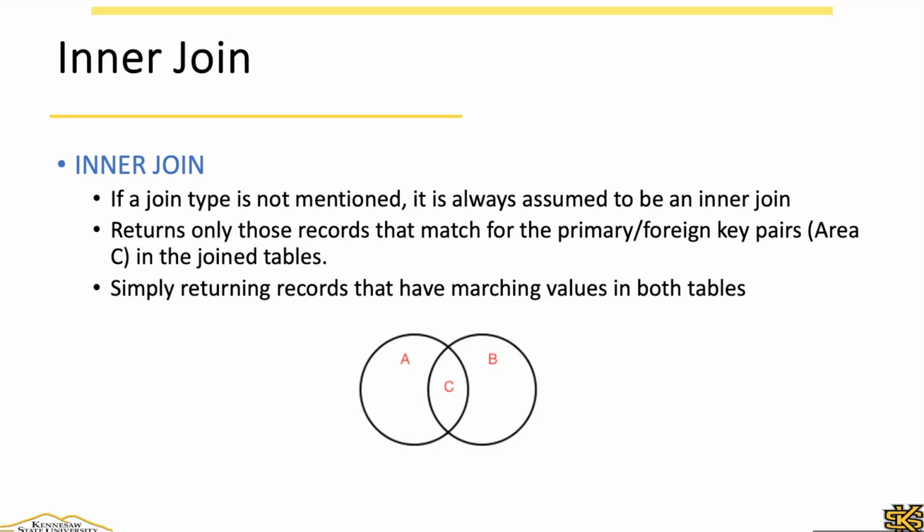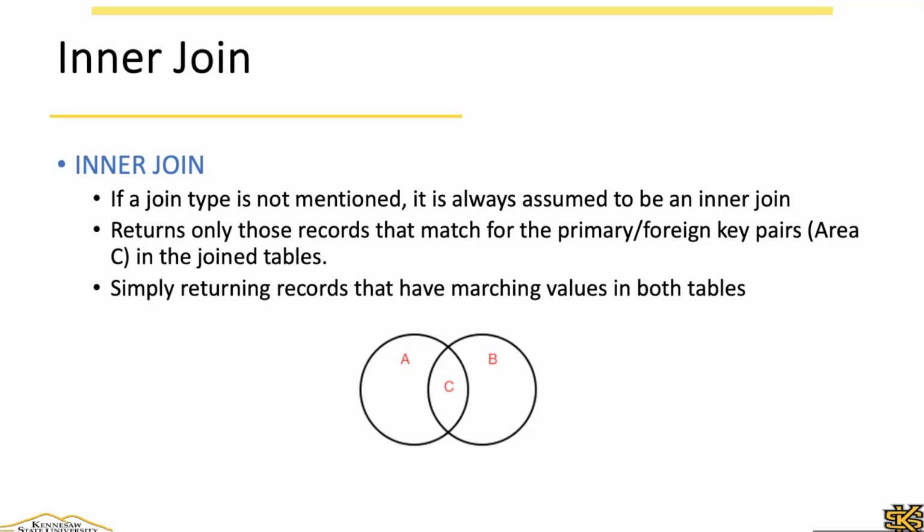This intersection is often represented as area C, as you see in the graph. We call this a Venn diagram, which shows the overlap between table A and table B. An inner join ensures that only relevant related data from both tables is retrieved, making it a powerful way to filter and combine data.